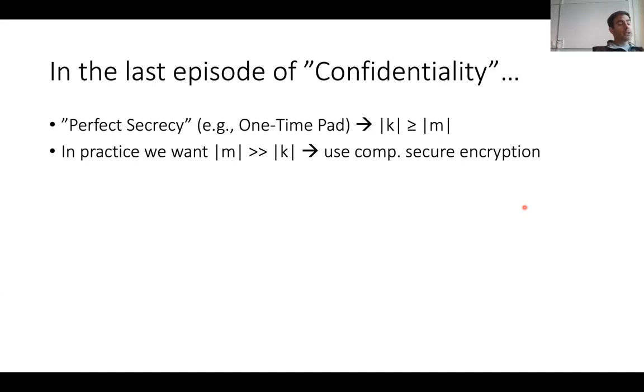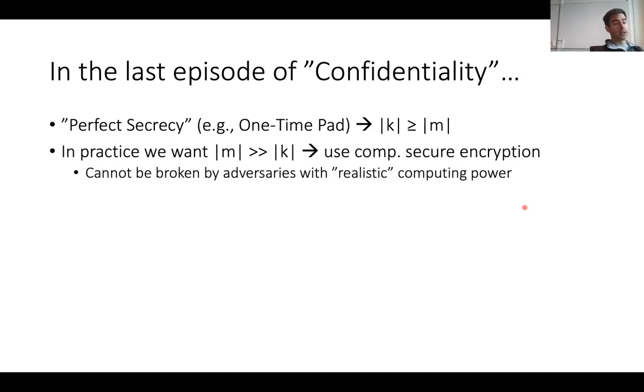And therefore, in all practical systems, we want to be able to encrypt large amounts of data with short keys. The key is typically in the few hundreds of bits, and messages can be in the order of megabytes or gigabytes, which means we need to use computationally secure encryption. Computationally secure encryption means that the encryption cannot be broken by any adversary who has realistic computing power. By realistic computing power, we mean an adversary who doesn't have more computing time than the age of the universe, as we've seen in the example in the previous video.